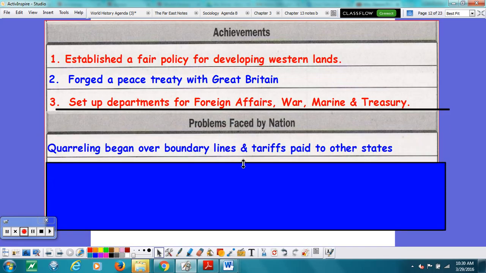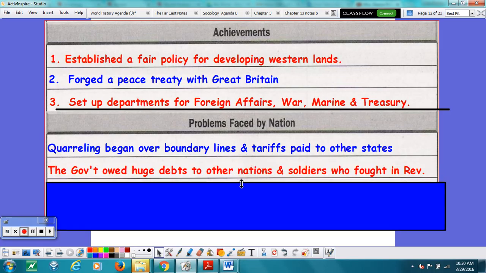All right, problems faced by our nation. Quarreling began over boundaries and tariffs paid to other states. States kind of couldn't decide where the actual boundaries were for their borders, and so you had some disputes between different states. Not to say that this would be resolved when the Constitution comes into play. We had other events that happened in American history. There was a huge dispute in the days prior to the Civil War between Missouri and Iowa over Missouri's northern boundary and Iowa's southern boundary.